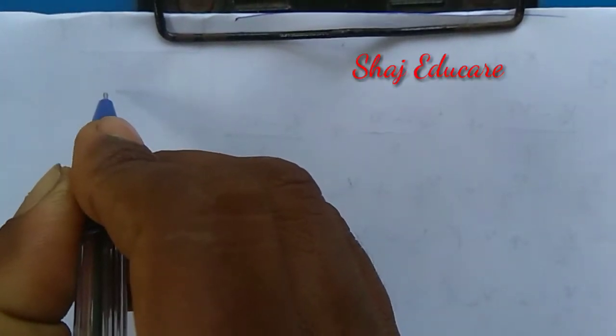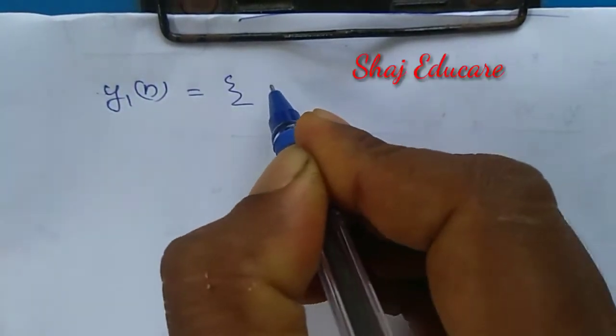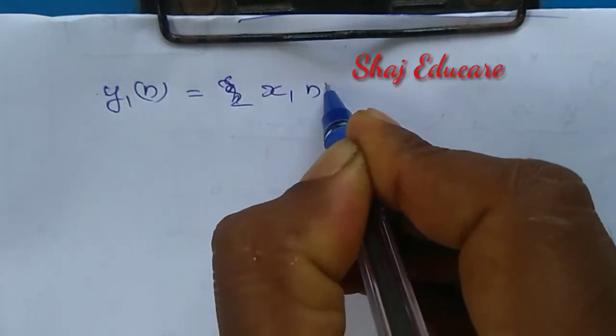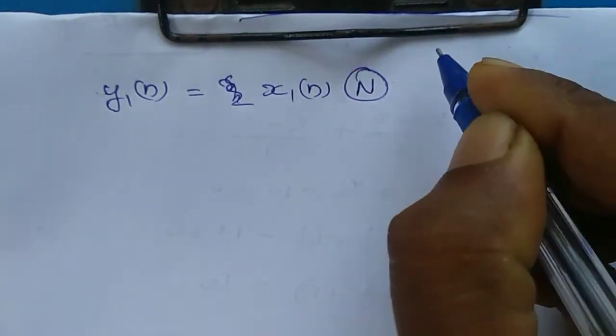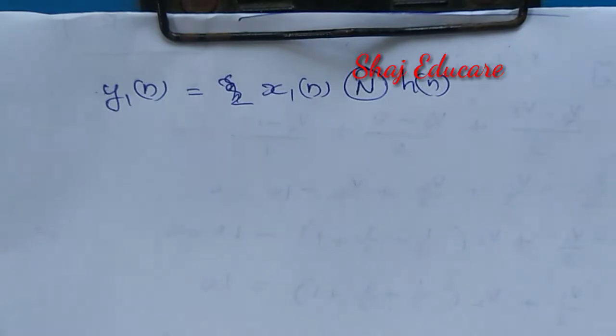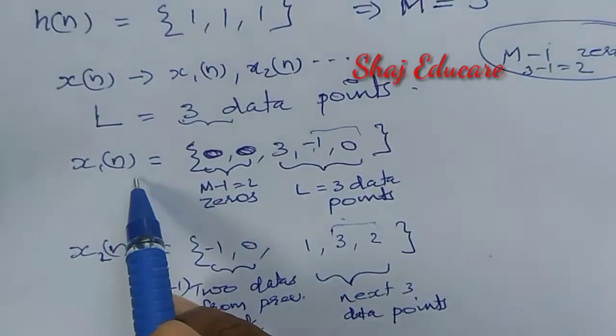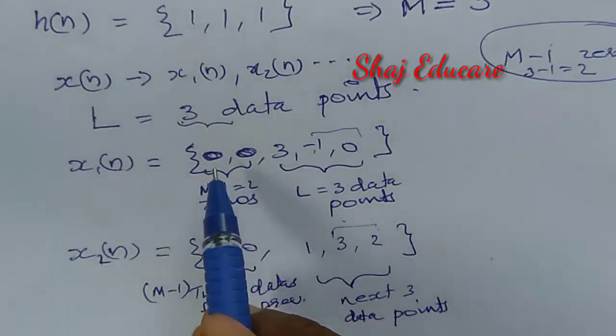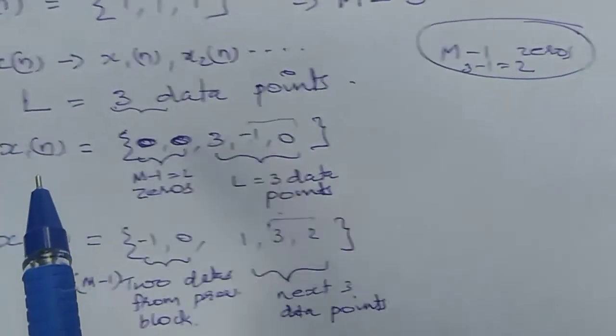Next we have to find y1 of n, that is equal to x1 of n circular convolution h of n. You have to find the circular convolution between h of n and the first block x1 of n. That is the output y1 of n.